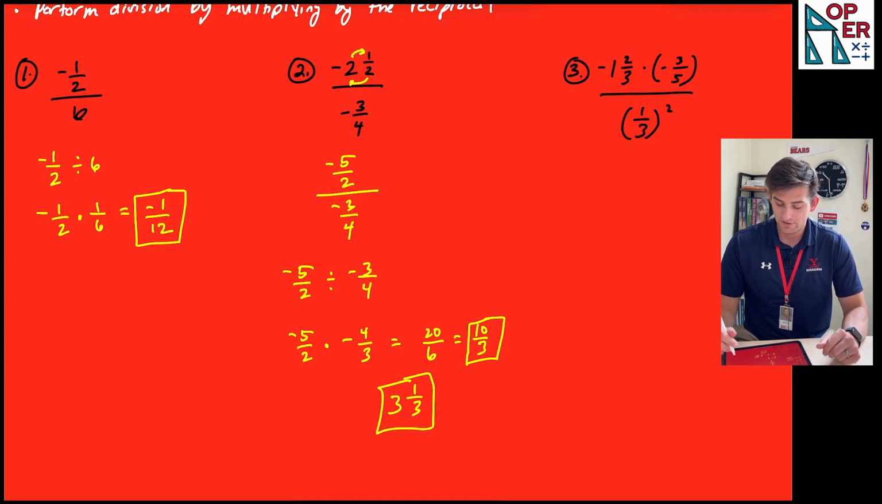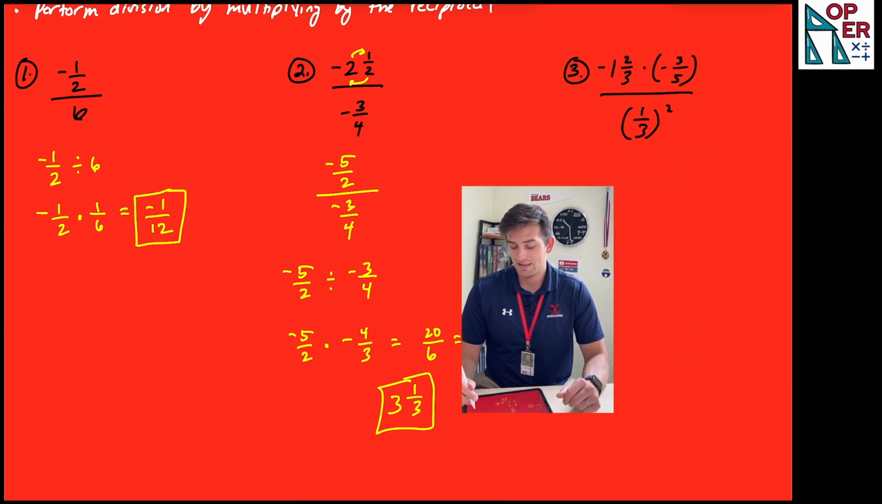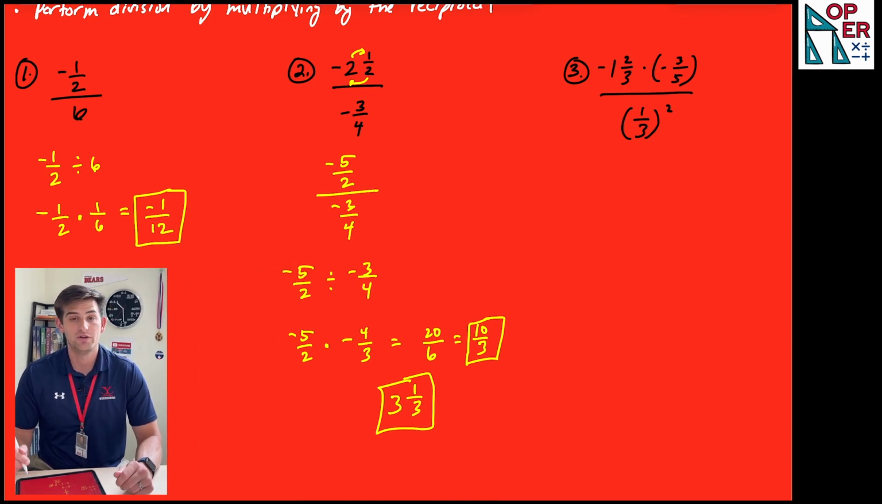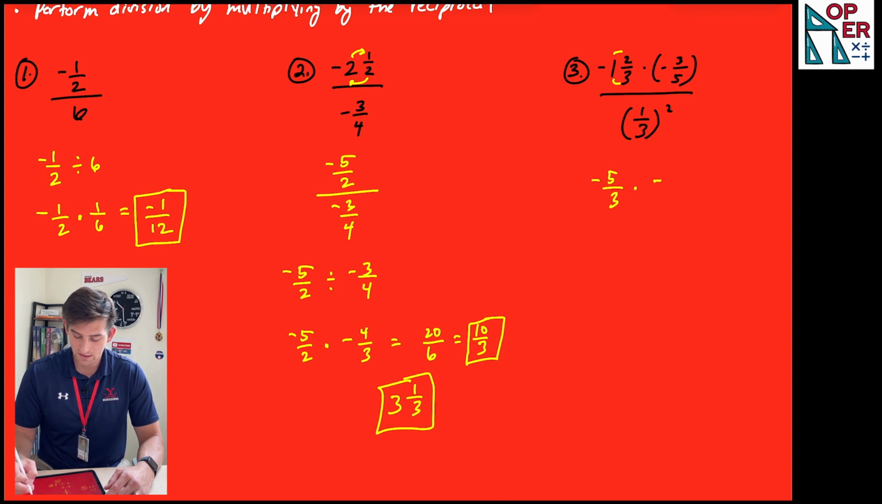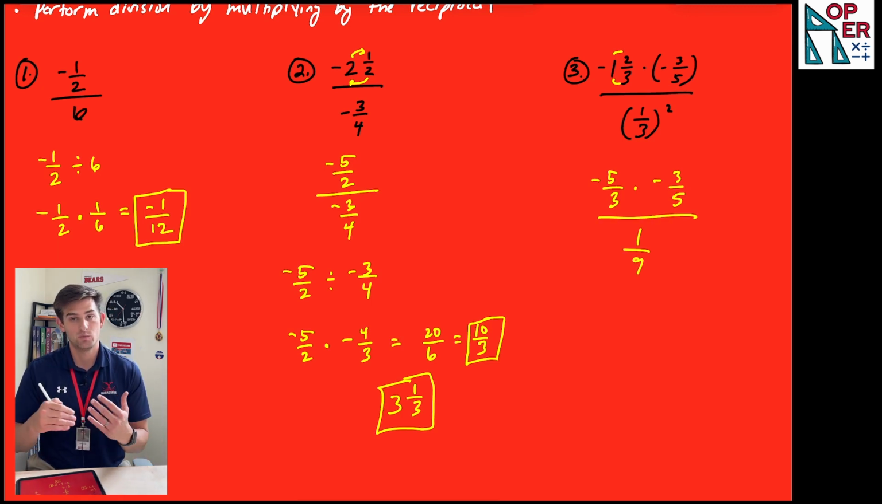All right, number 3, we have -1 2/3 times -3/5 divided by 1/3 squared. So let's simplify the numerator first. Let's do the backwards C right here. 3 times 1 would be 3, and 3 plus 2 would be 5. So this would be -5/3 times -3/5. And then we're dividing by 1/9, because we're going to square 1/3 times 1/3, and that would be 1/9.